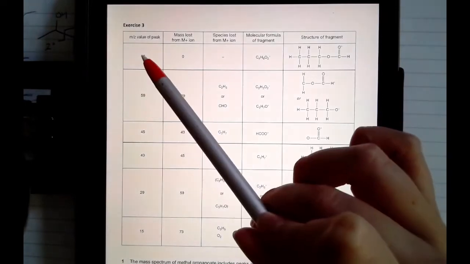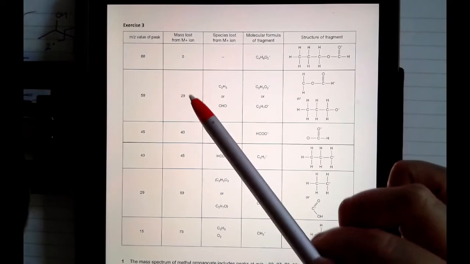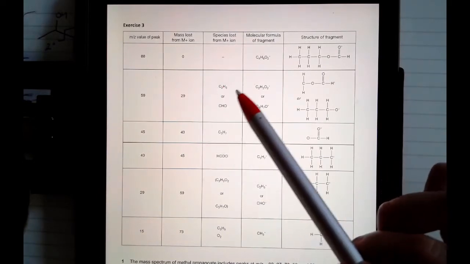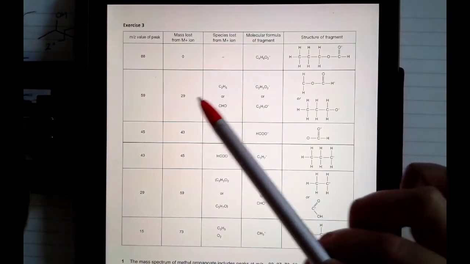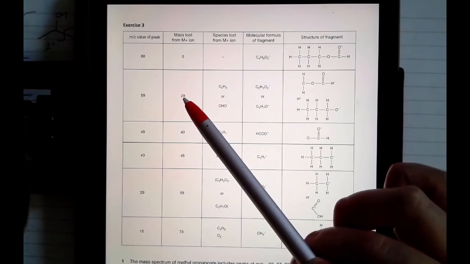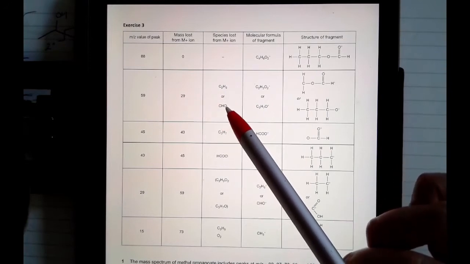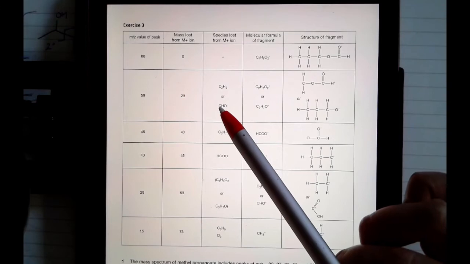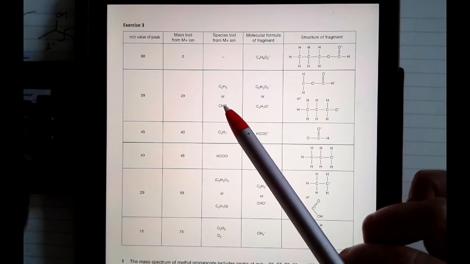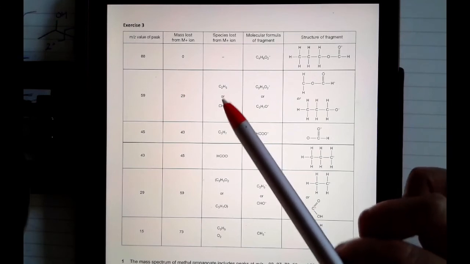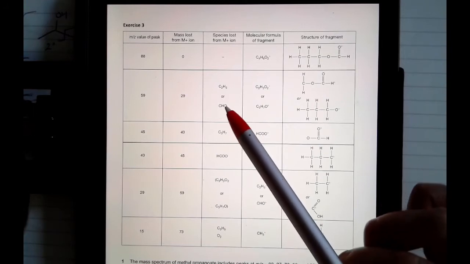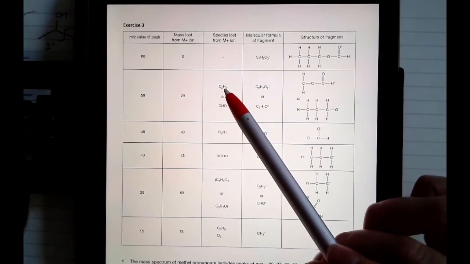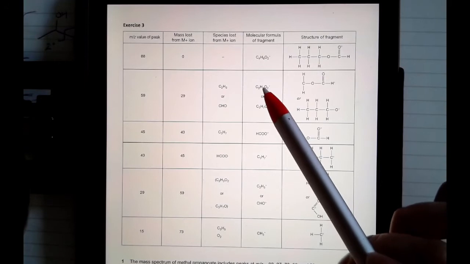29 and 59 gives you that 88. If you're losing 29, it's typically the C2H5, that often adds up to 29, but in this particular molecule you've got another option. It could be a CHO, so that's a C double bonded to an oxygen, singly bonded to a hydrogen. Both fragments have the same mass. Because both fragments have the same mass, you've got two possibilities here.